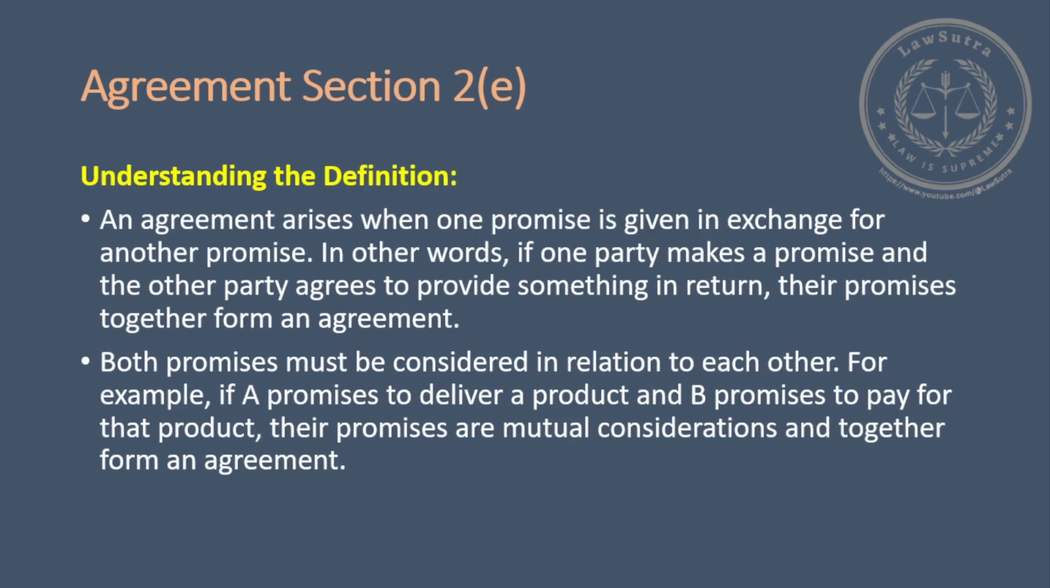Let's understand the definition. An agreement arises when one promise is given in exchange for another promise. In other words, if one party makes a promise and the other party agrees to provide something in return, their promises together form an agreement. Both promises must be considered in relation to each other. For example, if A promises to deliver a product and B promises to pay for that product, their promises are mutual consideration and together form an agreement.